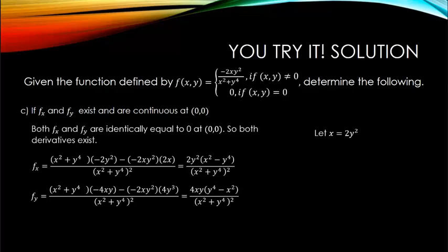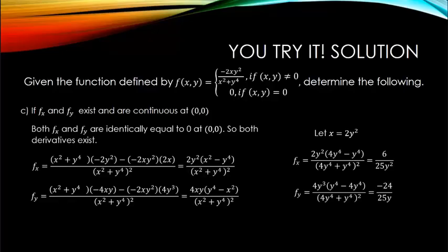Now I'm going to let x equal 2y squared. Substituting 2y squared for x, fx becomes 2y squared times the quantity 4y to the fourth minus y to the fourth over the quantity 4y to the fourth plus y to the fourth squared. This reduces to 6 over 25y squared. Fy with 2y squared substituted for x gives me 4y cubed times the quantity y to the fourth minus 4y to the fourth, all over 4y to the fourth plus y to the fourth squared. This reduces to negative 24 over 25y.